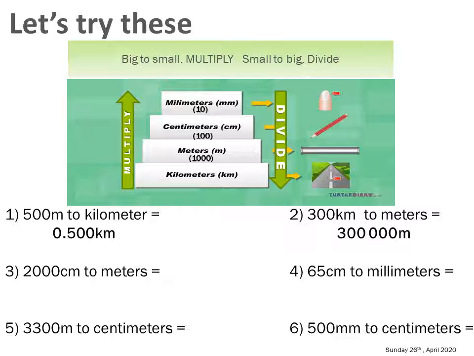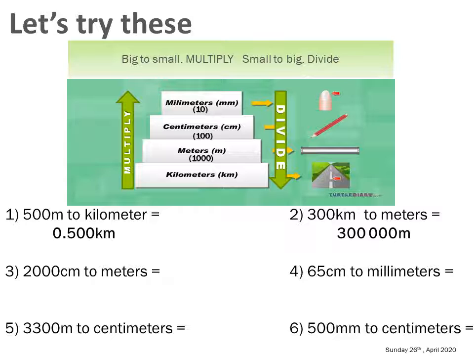So now what will I do? I will divide because I am coming down to big block. Now what will I divide with? With 100, because 100 is on centimeter. 100 centimeter make 1 meter. So now I will have 2000 centimeter divided by 100, and that is 20 meters. So now my answer is 20 meters.